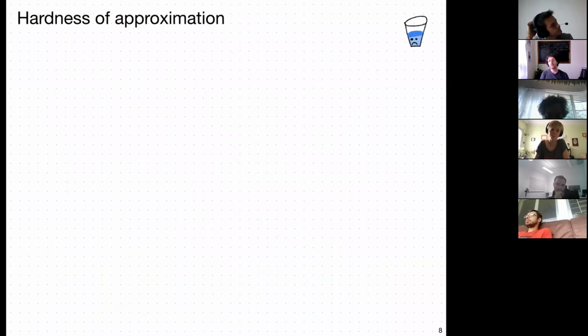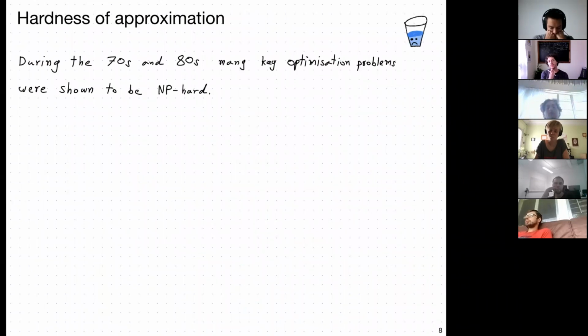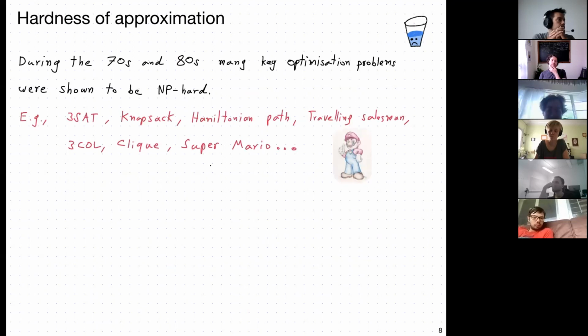So let's dive right into the complexity theoretic side, into hardness results, and talk about hardness of approximation. During the 70s and 80s, you'd look at the archive and see dozens of new NP hardness reductions every day, and circuit complexity results. This was a happy time for the pessimists. We saw that many of the key optimization problems that we care about are actually NP hard, which is a big bummer or a source of joy, depending on your goals in life. Lots of important problems like 3-SAT, knapsack, Hamiltonian path, traveling salesman, graph coloring, clique, and even playing Super Mario are all very hard.